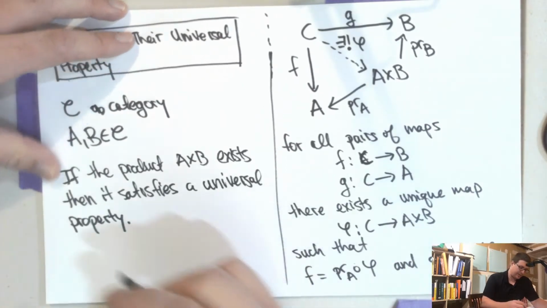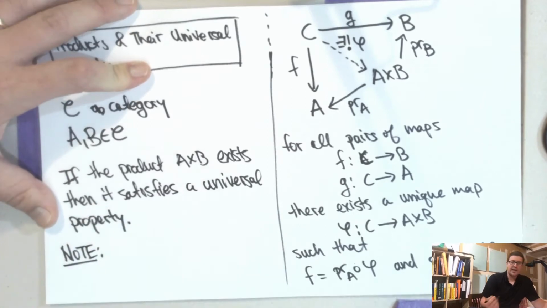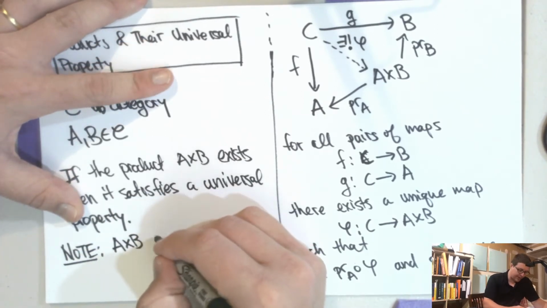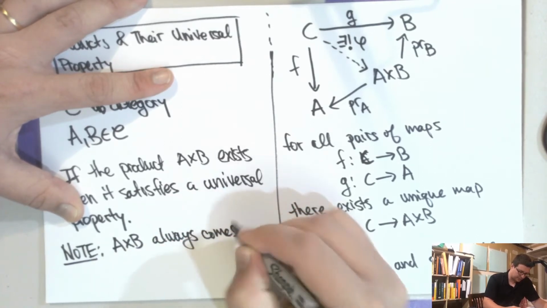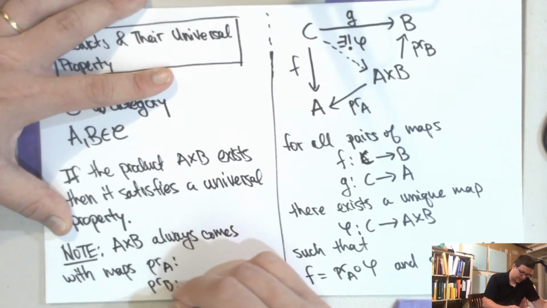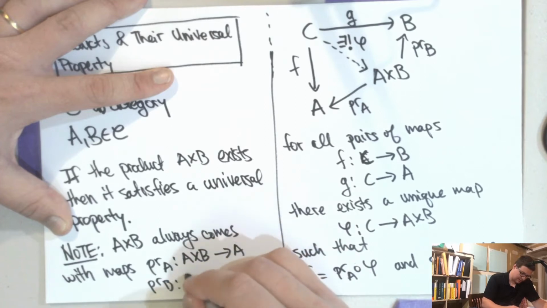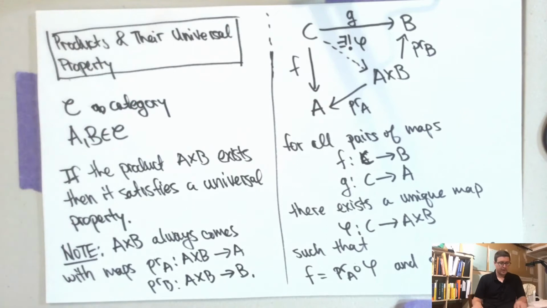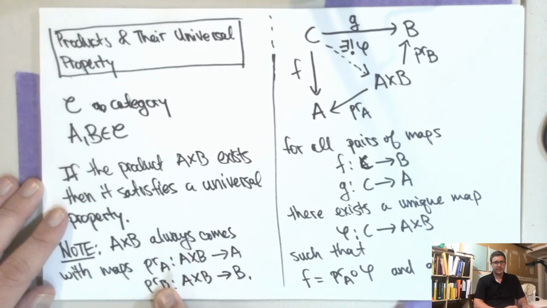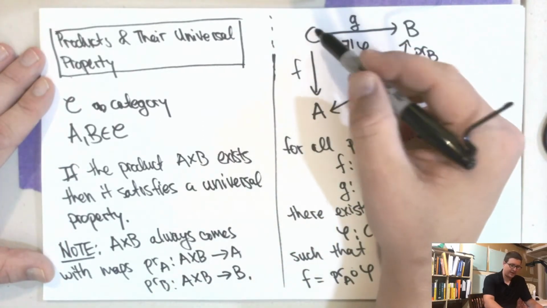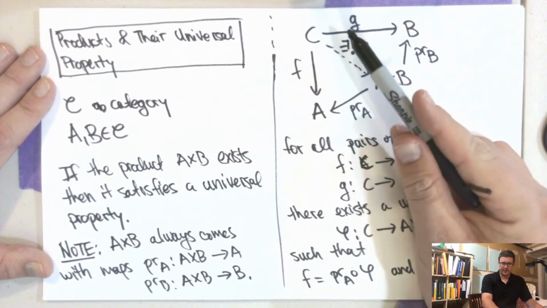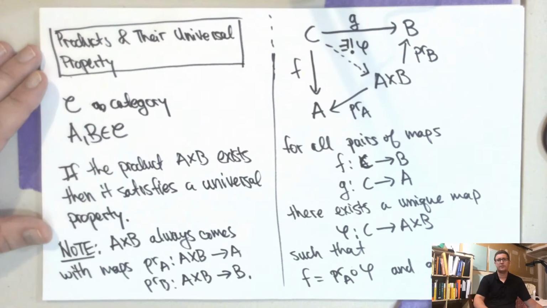Okay, so let me just say a quick note here. Is that in any category in the world, this whatever we call A cross B, right, when it exists, always comes with maps which are the projection to A and the projection to B. Okay, so the data of a product is not just this object, but it's an object with these two maps. And it has the universal property that if there's a map to A and there's a map to B, then there must exist a map to A cross B such that F is really this composition and G is really this composition. That is the universal property of products.